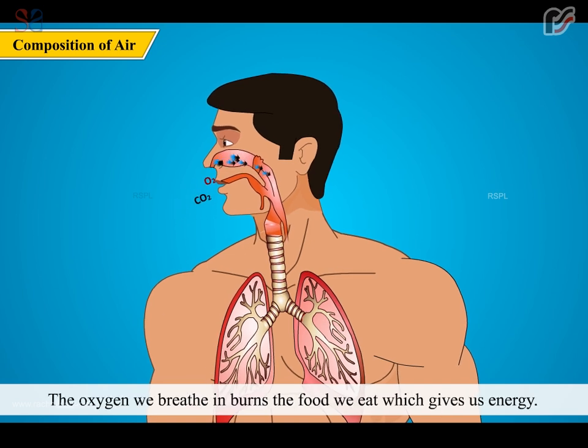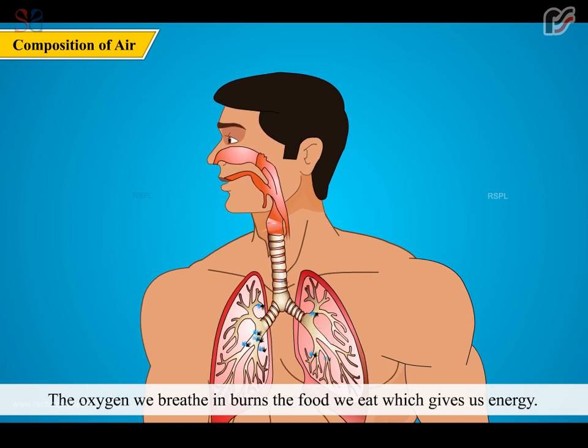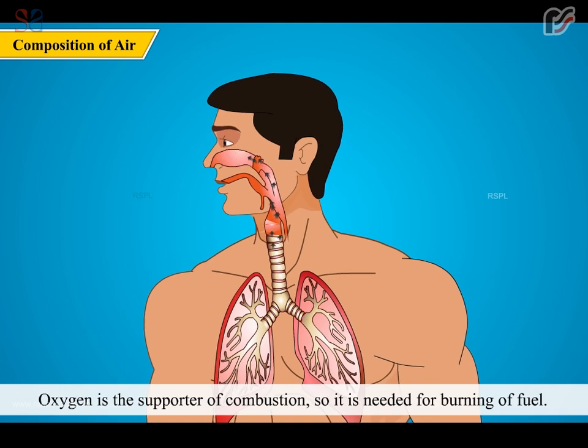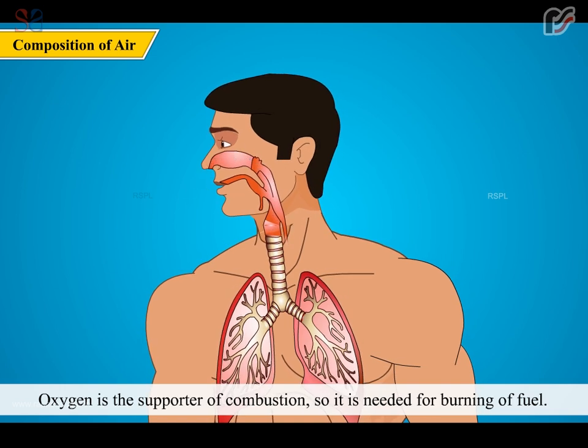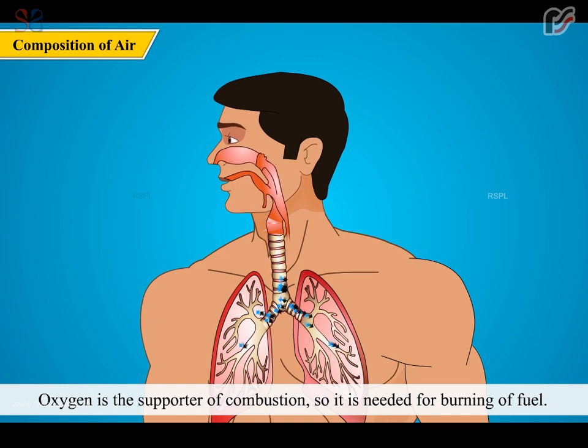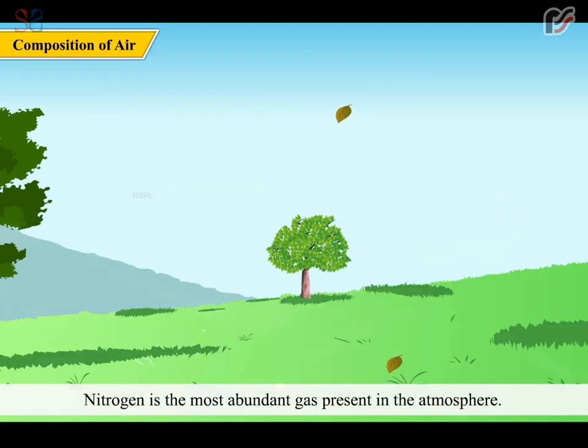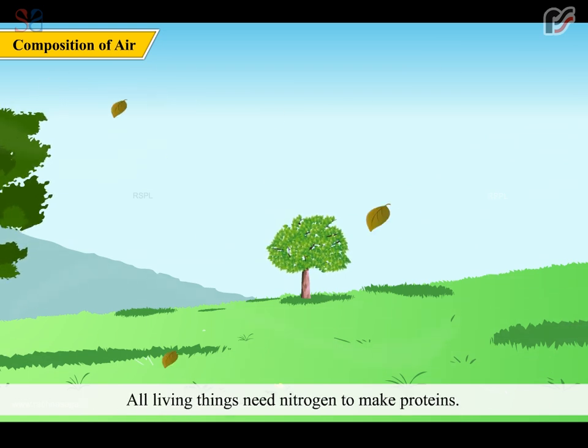The oxygen we breathe in burns the food we eat, which gives us energy. Oxygen is a supporter of combustion, so it is needed for burning of fuel. Nitrogen is the most abundant gas present in the atmosphere. All living things need nitrogen to make proteins.